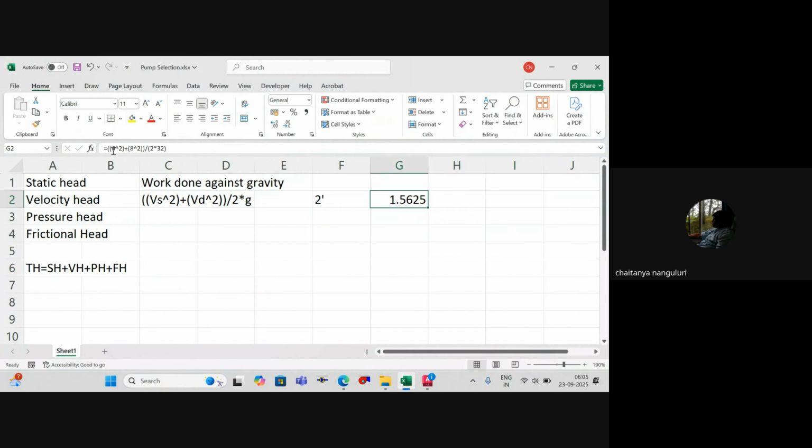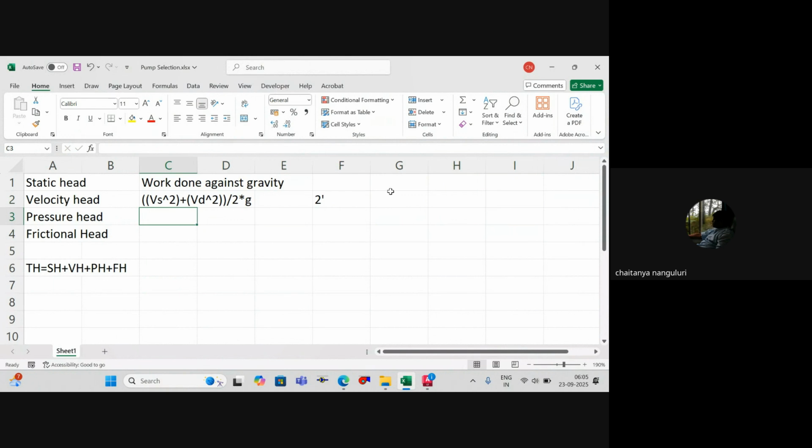But instead of 6, it could be even 4 and 8 also sometimes, 4 FPS and 8 FPS. Then also it will be a similar case. Understood? So for that reason, generally we take 2 feet as a round off value instead of doing all these exercises. Then coming to the next one, it is pressure head.